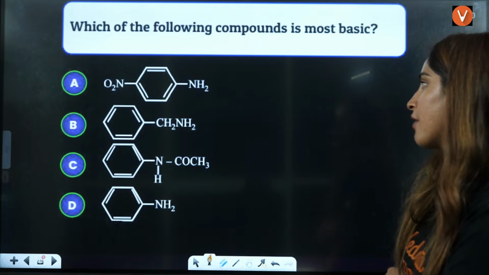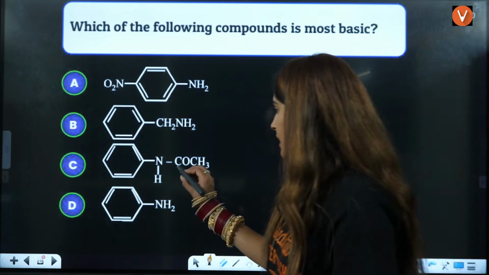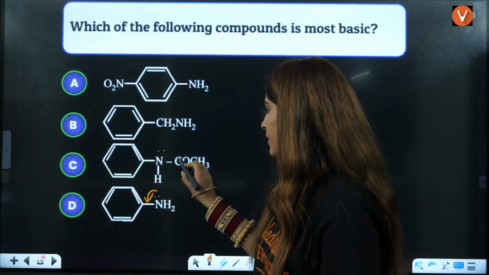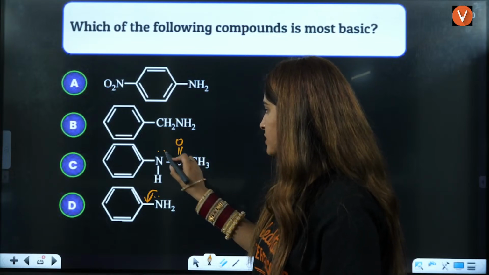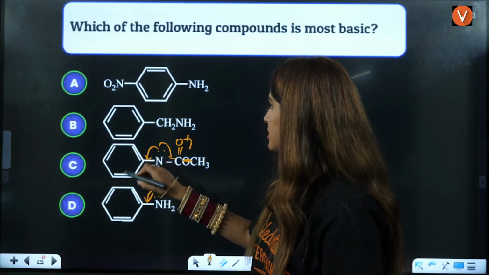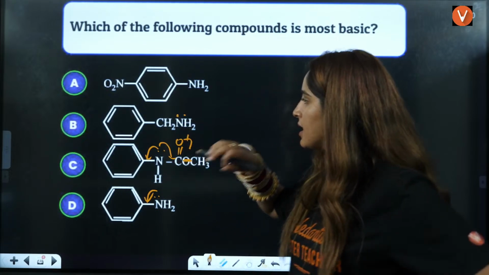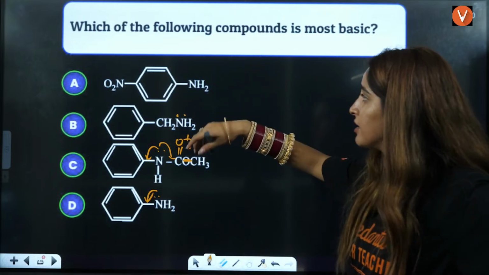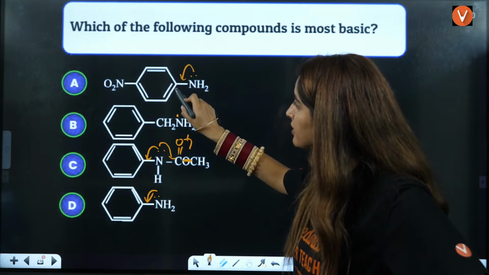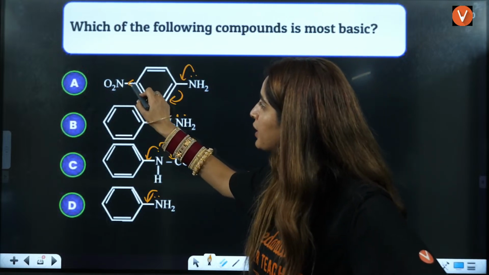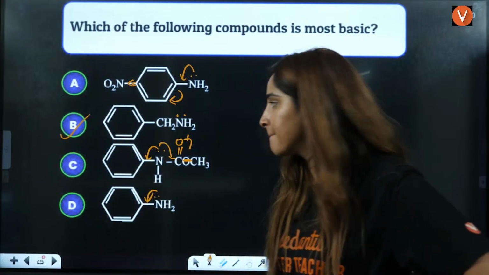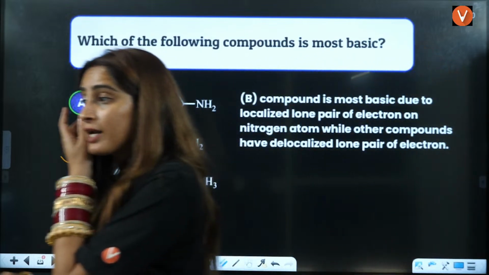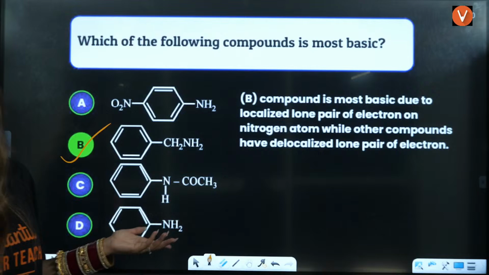Most basic, if you see this, you need to have availability of lone pair. Here though you have a lone pair, it is already involved. Here also you have a lone pair. It is involved in two cases, one is this, other is this. This lone pair here is not involved anywhere, right? This is not involved in any mesomeric effect. This lone pair is involved in the delocalization and also it is withdrawing. So maximum will be B, the correct answer. It is not involved in any resonance, right? So B is the correct answer.